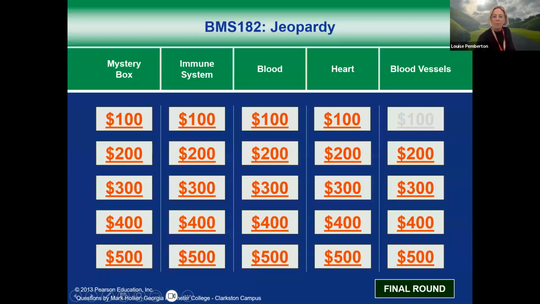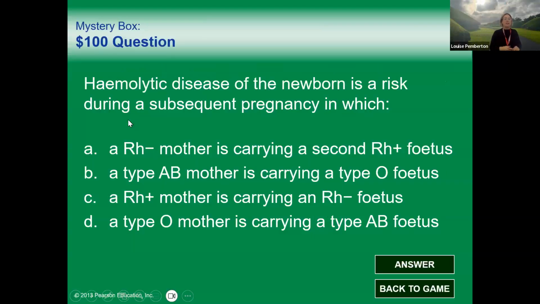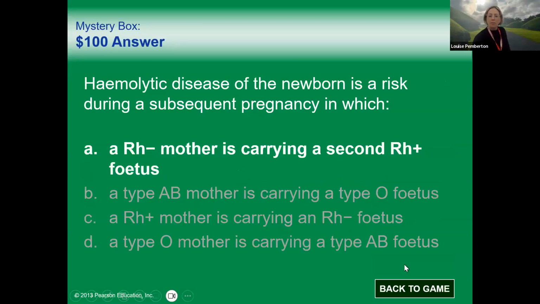Okay. All right, Olivia, what would you like? Mystery box 100. Hemolytic disease of the newborn is a risk during a subsequent pregnancy in which... I'm going to say that it's A. I think that's a very good choice. So the mother has to be rhesus negative, and the first pregnancy with a rhesus positive fetus sensitized her, and then the second one will cause the damage to the baby.